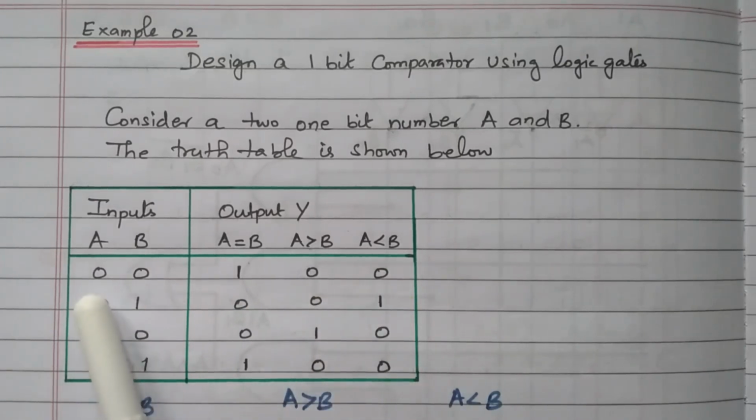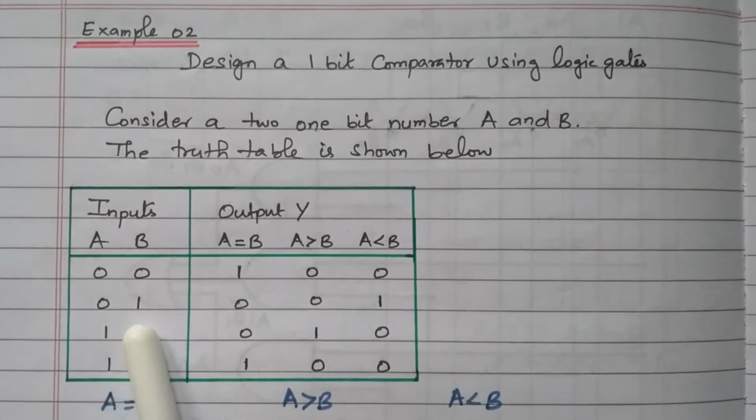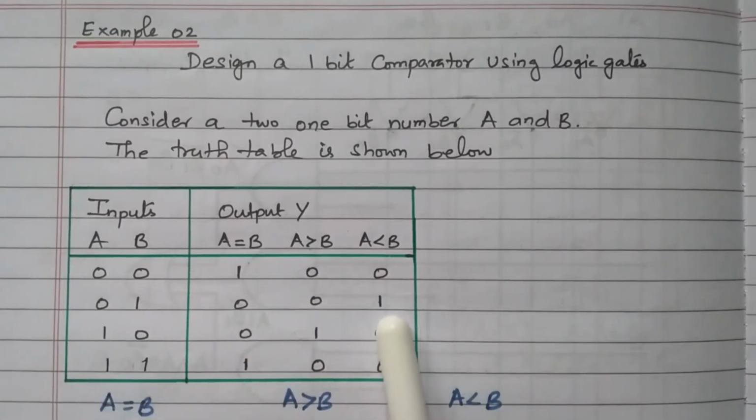So 0 0, A is 0, B is 0, means both are equal. So A equal to B is 1. Remaining are zeros. 0 1: by seeing this, we can easily see that A is lesser and B is greater, right? So the third column is 1, A less than B. It means B is greater. 1 0 means A is greater, B is lesser, right? So A greater than B is 1, the corresponding second column is 1.